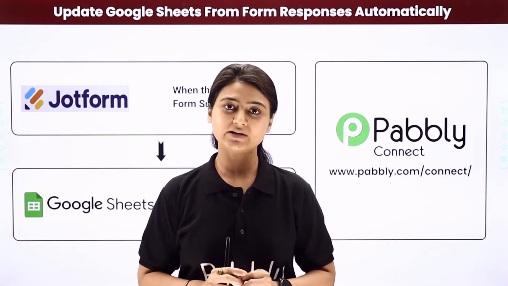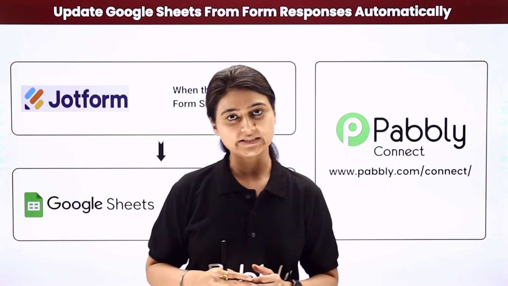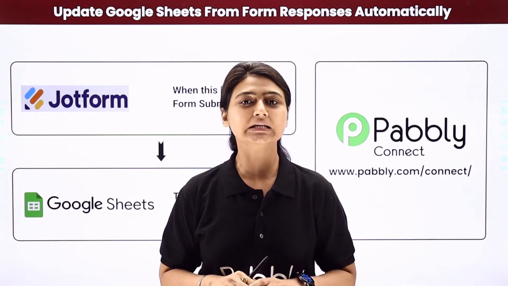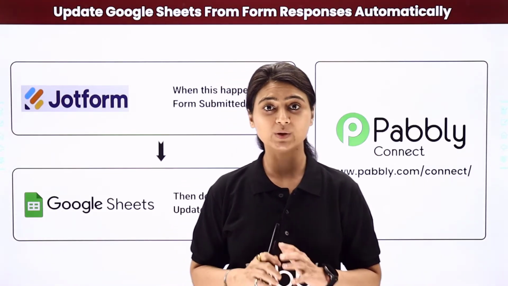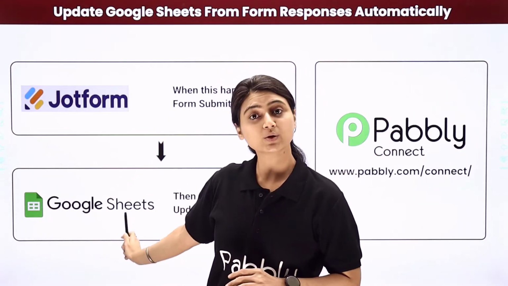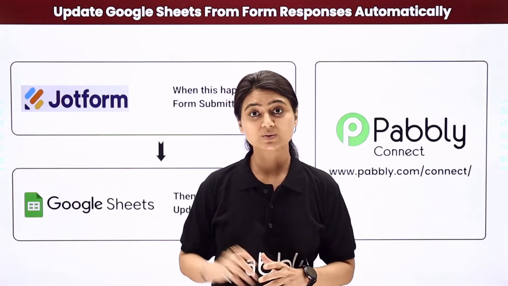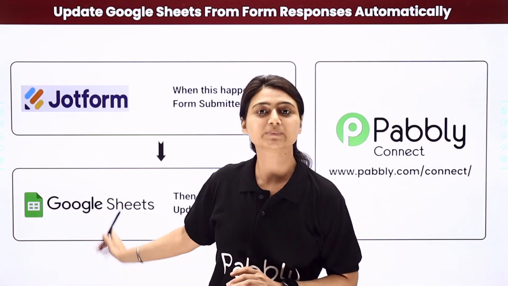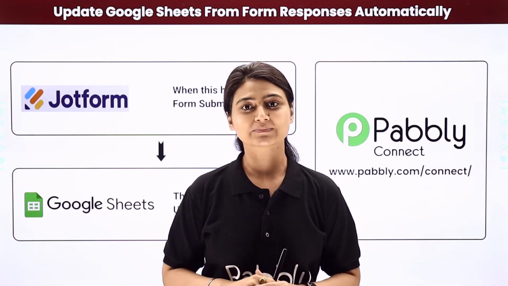So basically, there are two ways of doing it. First, go to the Jotform, take all the details and update your Google Sheets manually. However, this can be a little time consuming. Second is the Pabbly Smart way. Here, we will connect Jotform with Google Sheets, all using Pabbly Connect. So what will happen is, whenever your Jotform receives a new response, it will automatically update your Google Sheets. Sounds good? Let's see how we do it.